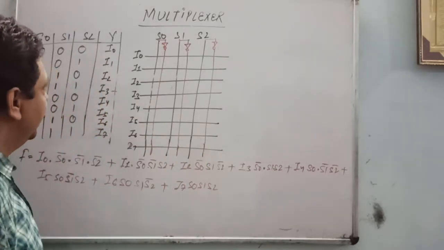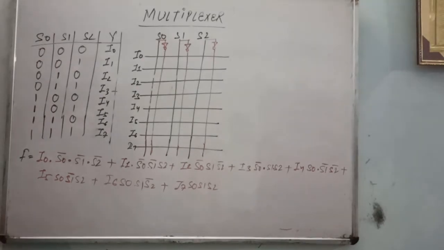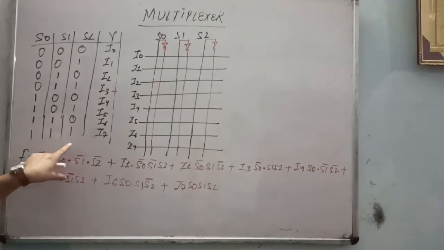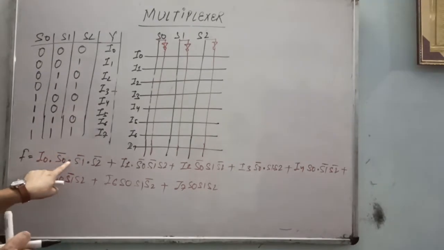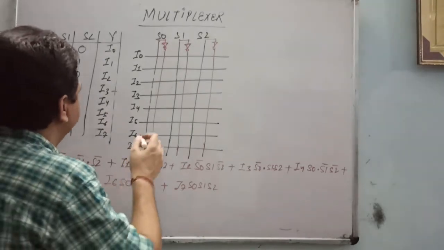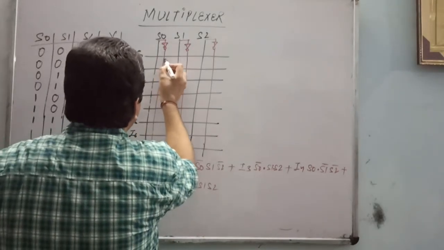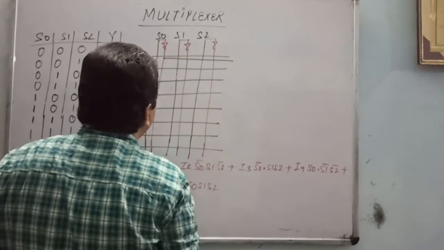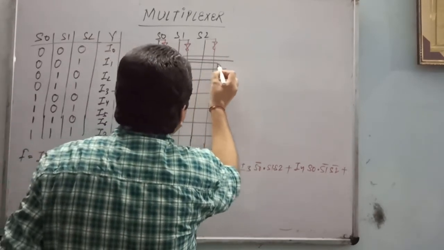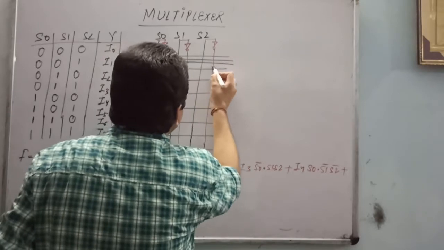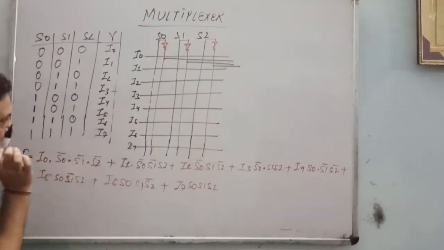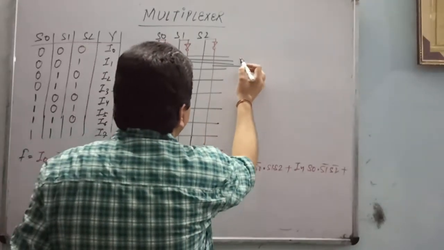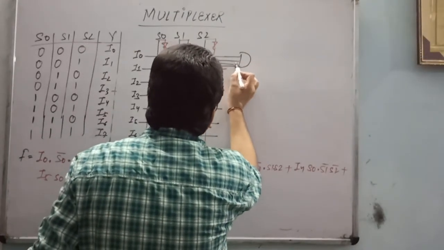Okay. Now, for I0, all S0, S1, S2 must be complement. Must be complement means we have to pass by NOT. No problem. So for I0, S0 should be passed by NOT, S1 should be passed by NOT, S2 should be passed by NOT. And after that we can see dots are there. So we have to connect by the AND gate.